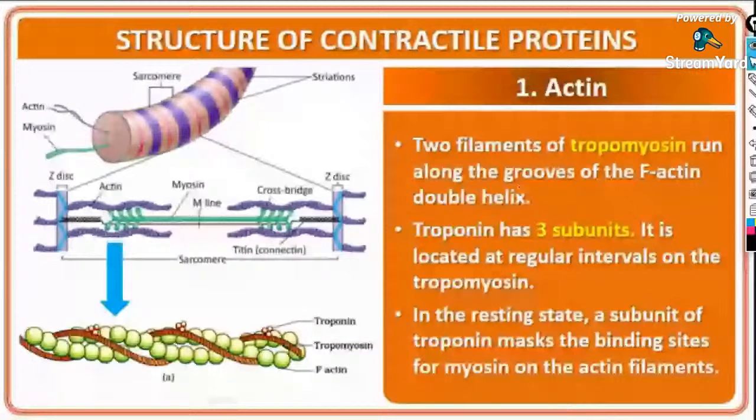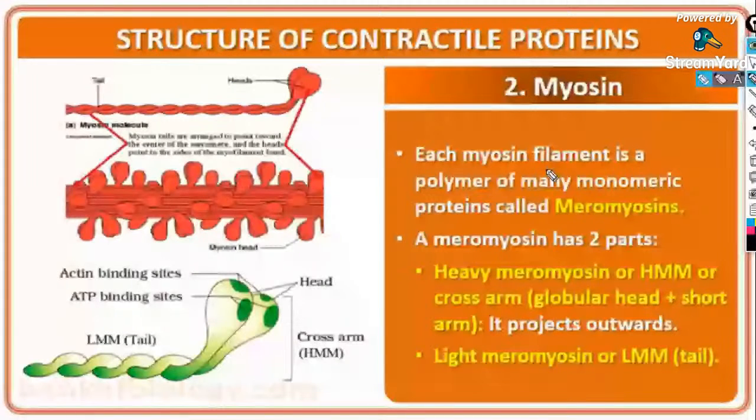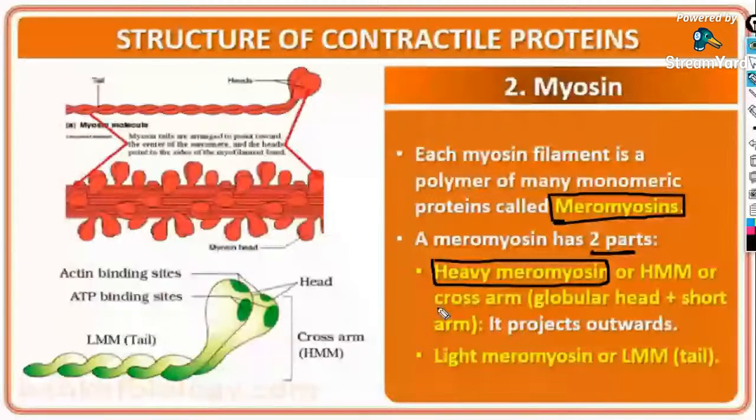Yes. Next is the myosin. The myosin filament is a polymer of many monomeric proteins called meromyosin. A meromyosin has two main parts: the HMM or heavy meromyosin, which you can call the cross arm, and the light meromyosin or LMM, which you can call the tail.